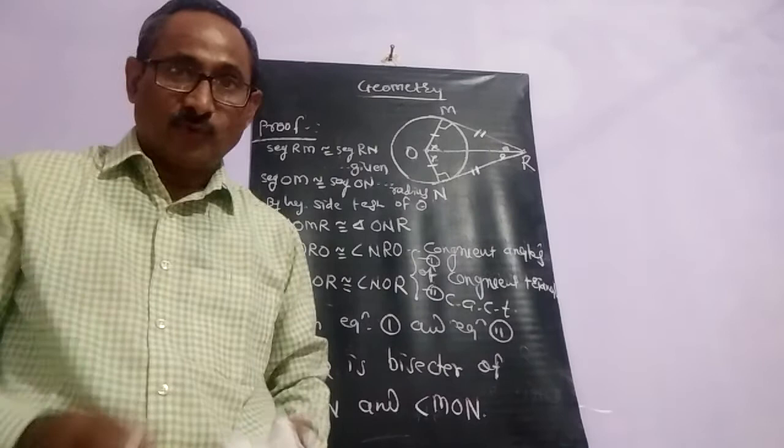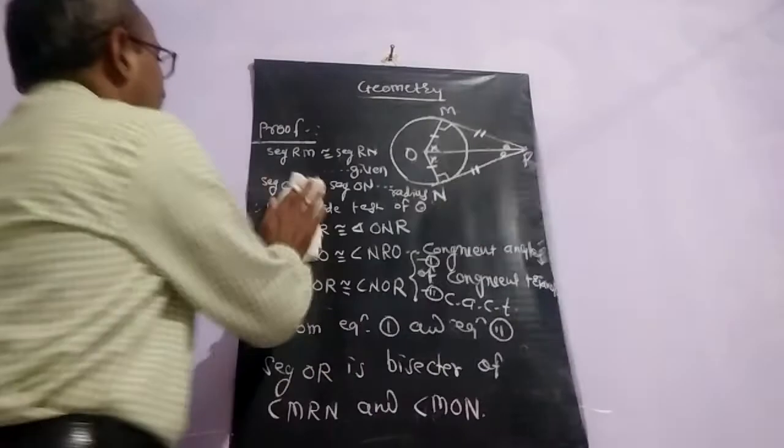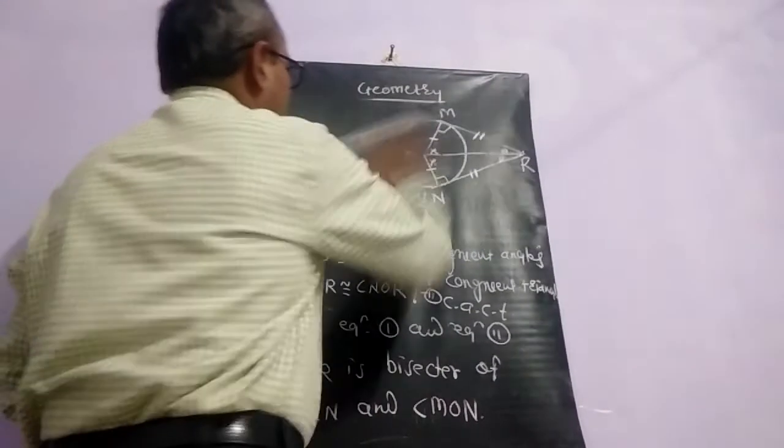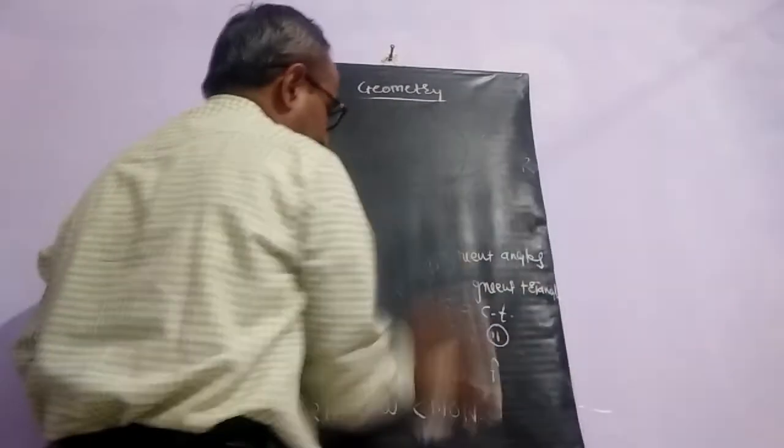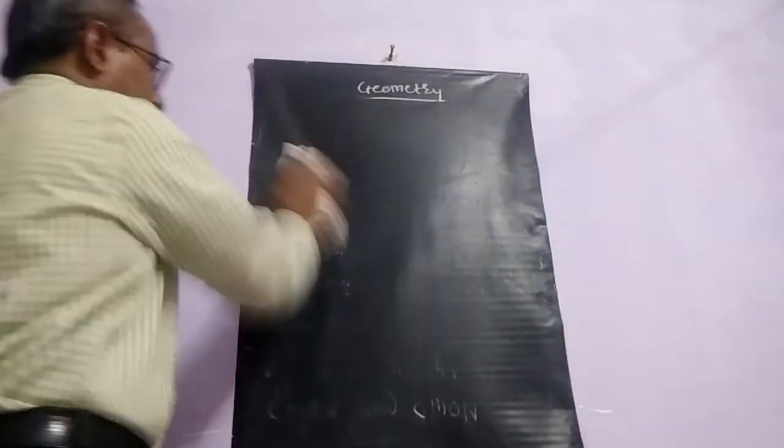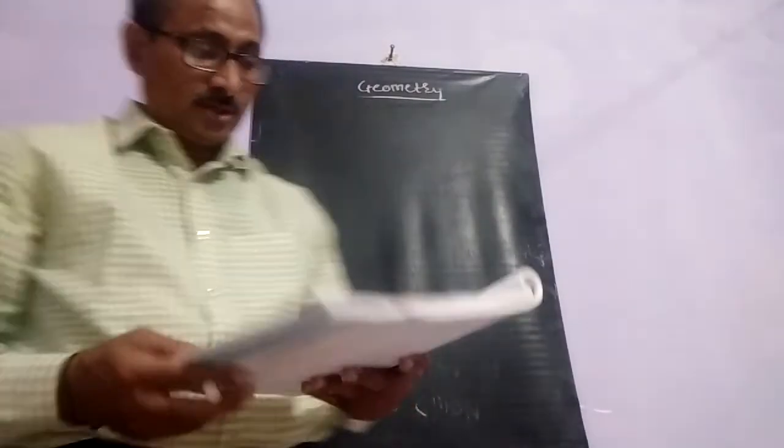Now, next, our fourth example is, you can read example number 4 in your book. Read example number 4. Example number 4 is a very simple example. What is the distance between two parallel tangents of a circle having radius 4.5 cm?